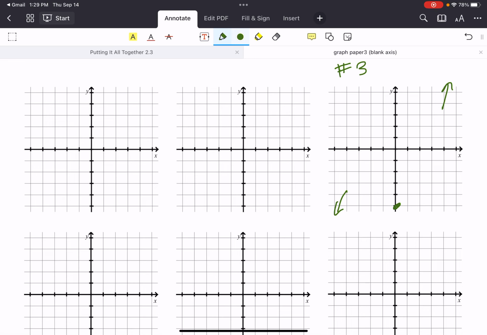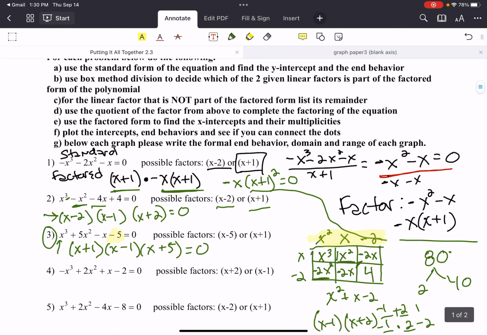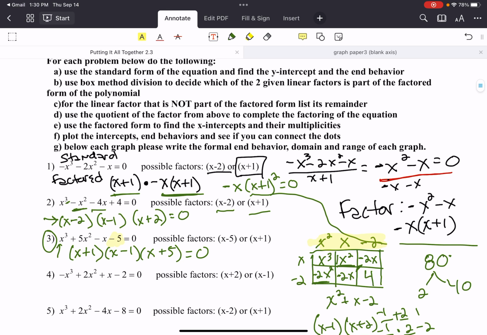Good? Okay. Now let's go back here and look at part B. Use the box method of division to decide which of the given linear factors is a factor. Done. Part C, I'll put that one here since it's the only one not part of the graph. What was the remainder? I thought I saw a couple of zeros, right? Yeah, okay. D, use the quotient from part B to complete the factoring. That's what we did here, right?